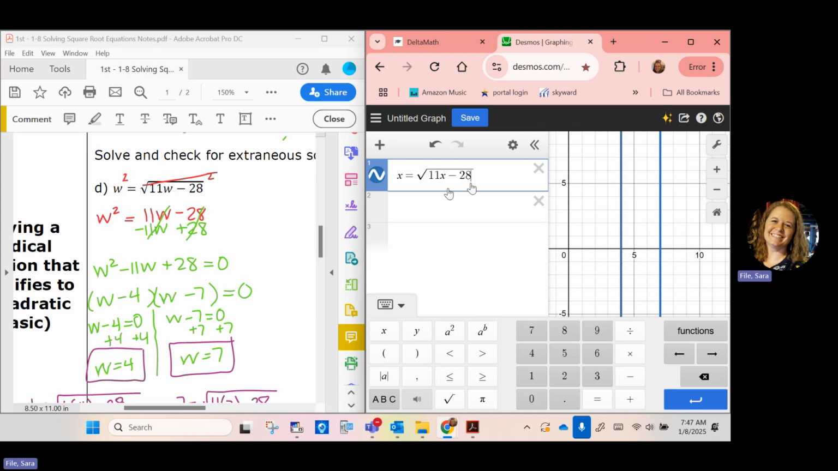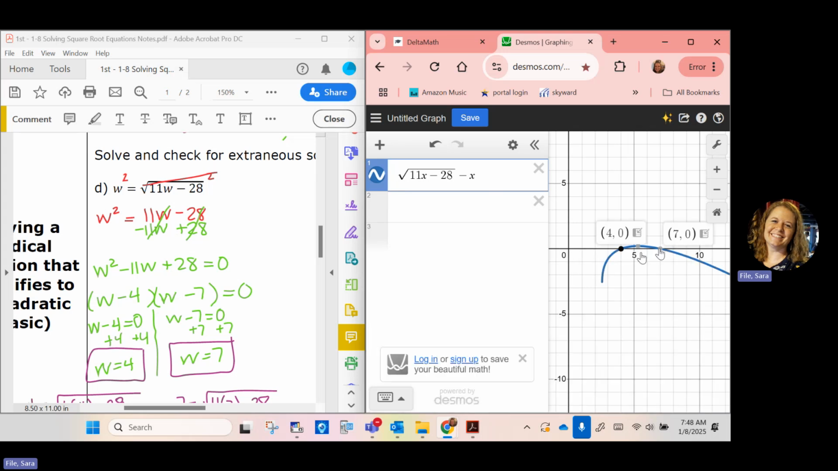Okay, if I wanted this all to one side, I could just subtract this entire square root over to the left, or I could subtract this x over to the right. If I subtracted the x over to the right, it would be outside the radical, like that, minus x, and I wouldn't have the equals x anymore. And then I can see this graph, and I can still see those solutions are at 4 and 7.